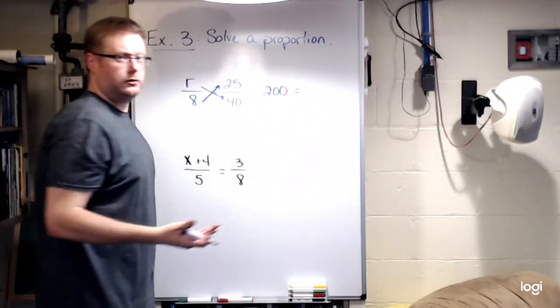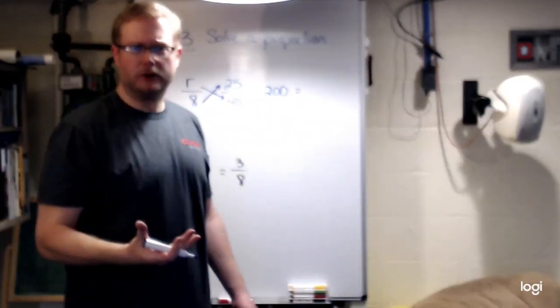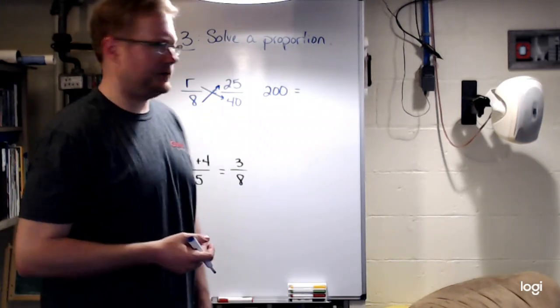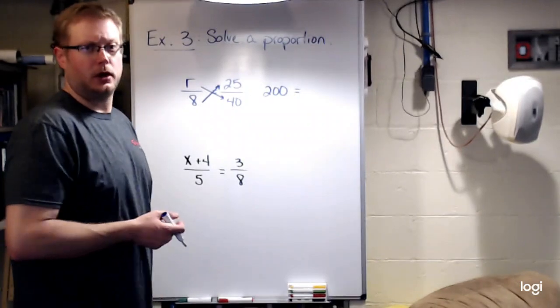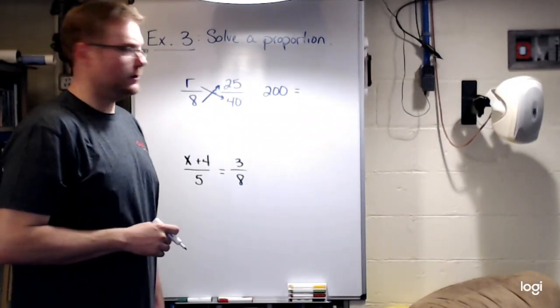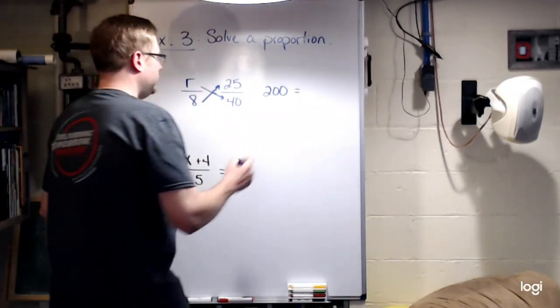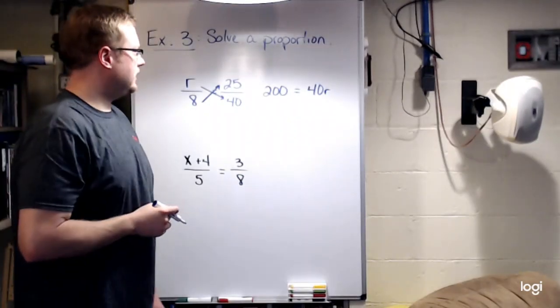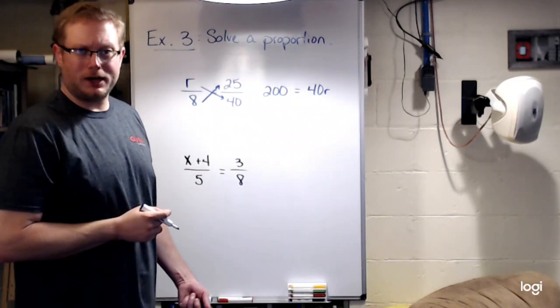For those of you whose multiplication might not be so strong, you can use a calculator. It's okay, you're not going to hurt my feelings. But I always try to push you: use your brain first if you can. r times 40 is 40r. Once again, that's basically 200 equals 40 times r.